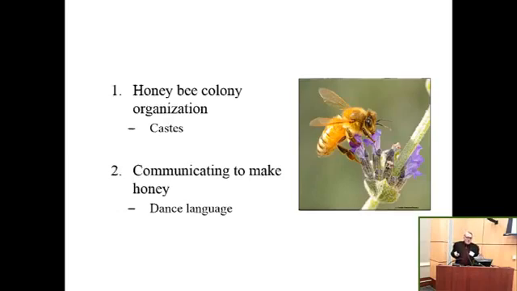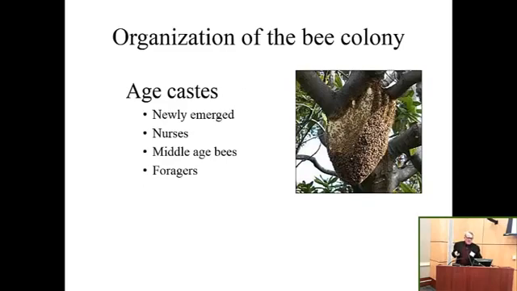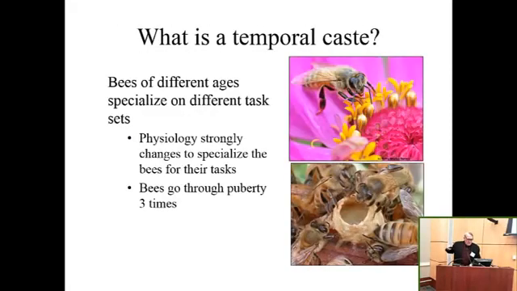Okay, now organization of the bee colony. You have 4 basic age castes. You have the newly emerged, you have the nurses, you have the middle-aged bees, and you have the foragers. So this is a little tutorial on honeybee biology here. So what is a temporal caste? You have different ages, specialized at different castes. The physiology strongly changes to specialize the bees for their castes, and the bees go through puberty. I don't know if that's used much in bee biology, but anyway, that's what Brian used. Anyway, you can see at the top they're foraging, and at the bottom they're nurse bees, basically.